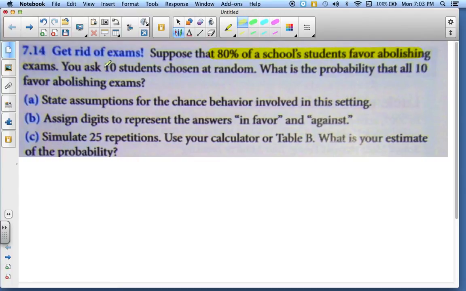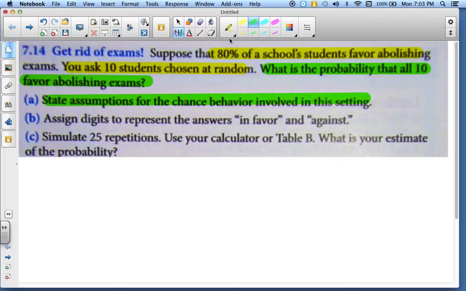Now, we're going to ask 10 students at random. So this is your simulation. And then what is the probability that all 10 favor abolishing exams? This is the question that we want to answer. First, we need to state the assumption for the chance behavior. Then we're going to assign the digits to represent in favor and against. And the last thing we're going to do is simulate 25 repetitions using Table B or the calculator, and I'm going to go over both ways.